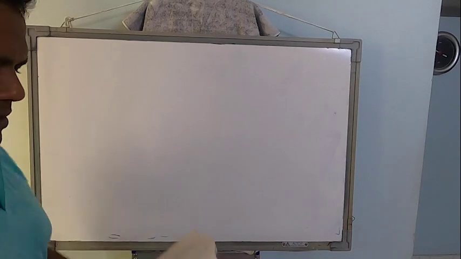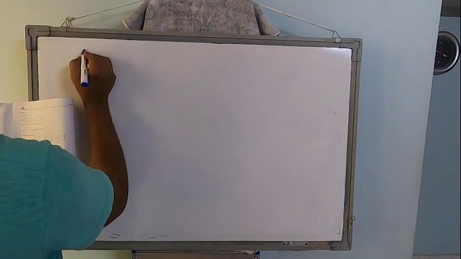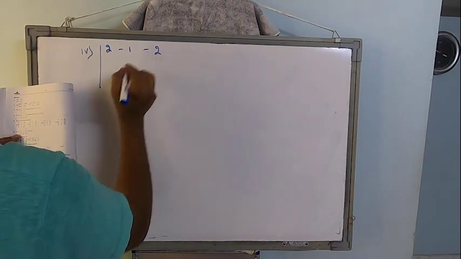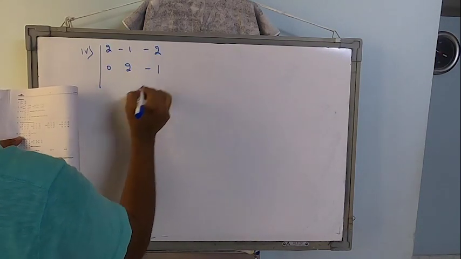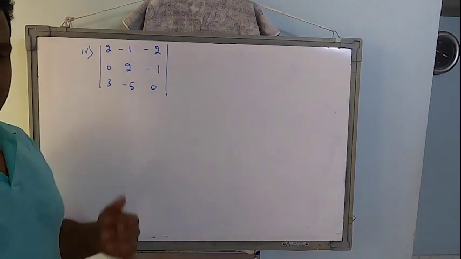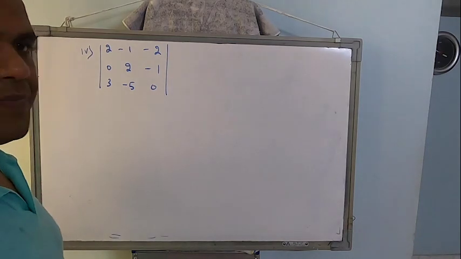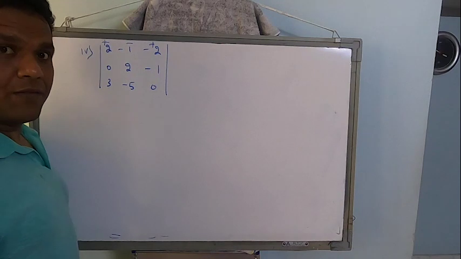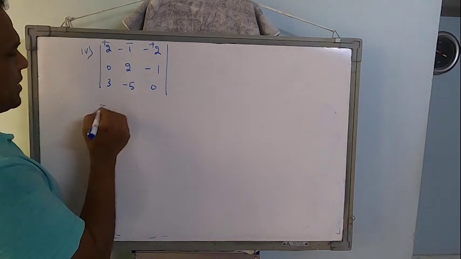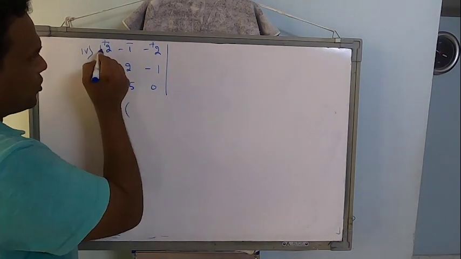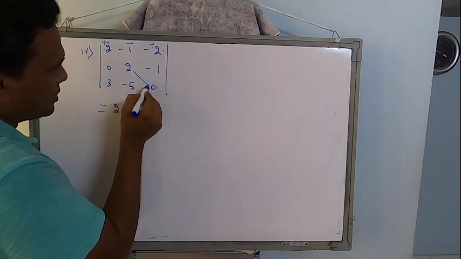Okay, let's move on to the fourth problem of this. So problem number 4, 2 minus 1 minus 2, 0, 2 minus 1, 3 minus 5, 0. I should expand and find the value of this. So as usual, let us take the help of the first row. So the first element is 2, open the bracket now, after that 2.